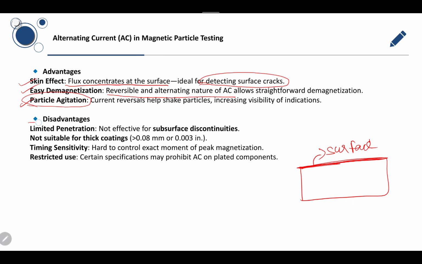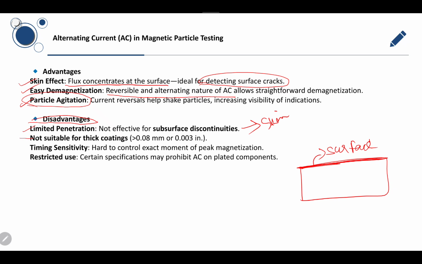The next one is disadvantages. Limited penetration. Because of the skin effect, AC is not effective for subsurface discontinuities. If your defect is even slightly below the surface, AC won't reliably detect it, because of poor subsurface detection and weak penetration due to surface concentration.